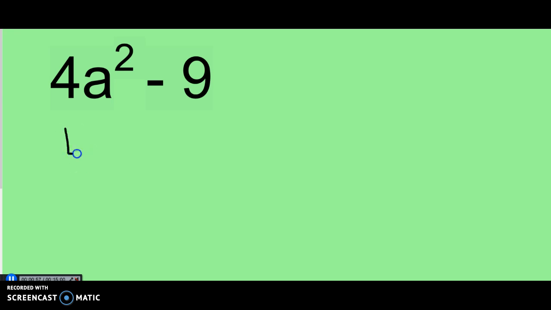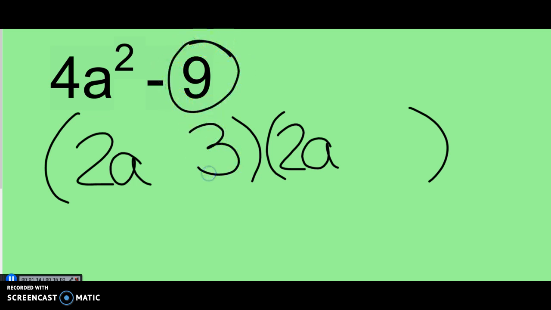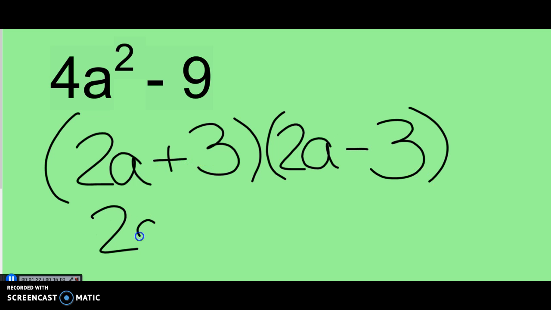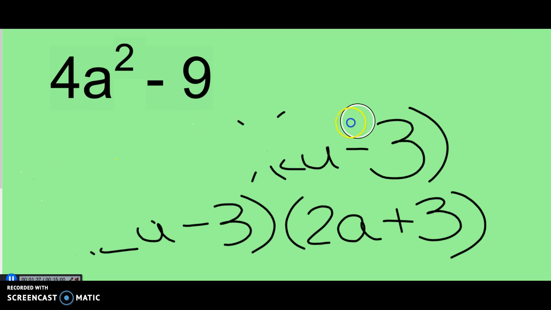What you're going to do is take the square root of 4, and the square root of 4 is 2, and then take the square root of a squared, so that's 2a. Those go in your first terms. And then you take the square root of 9, which is 3, put those in your last terms, and then we do a plus and a minus. And it doesn't matter if you do 2a plus 3 first, or if you put 2a minus 3 first. It doesn't matter because it's all going to come out the same. If you go back and FOIL that, you'll see that the middle terms are going to cancel out.